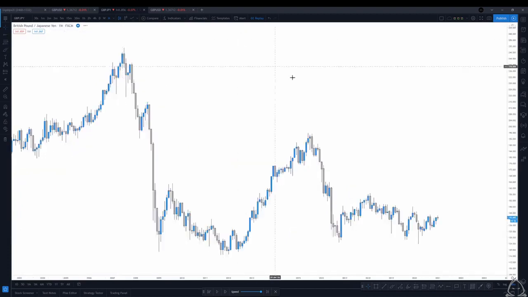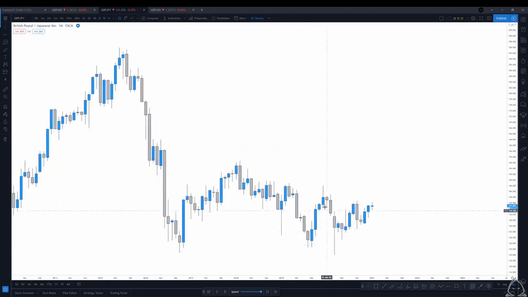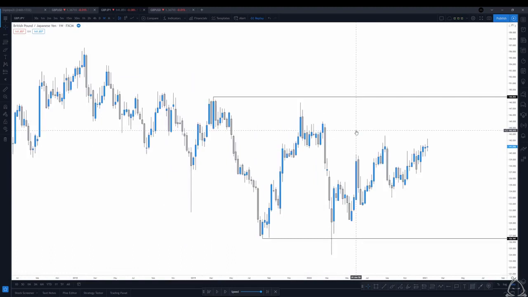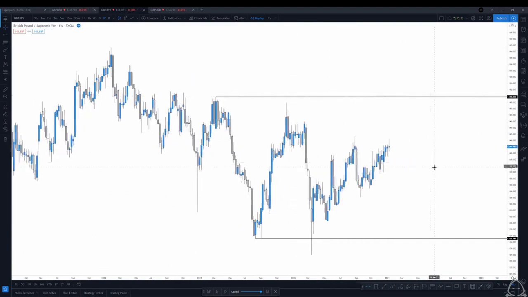If we go to the monthly chart, we can just see if that gives us any more clarity. And what we can see is the trading range that we're actually trading in is this and this. So what we can see is from the higher time frame perspective, we're in a downtrend. There's really no way we can argue that.